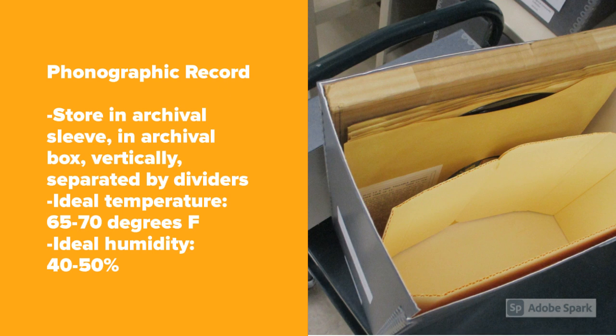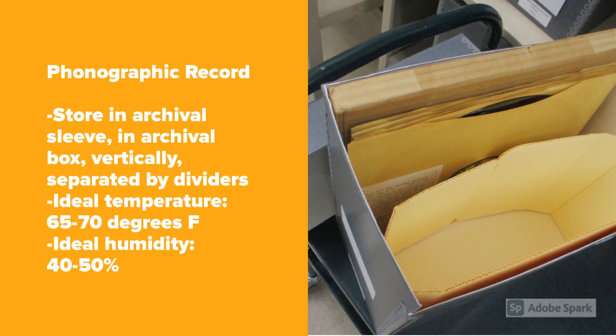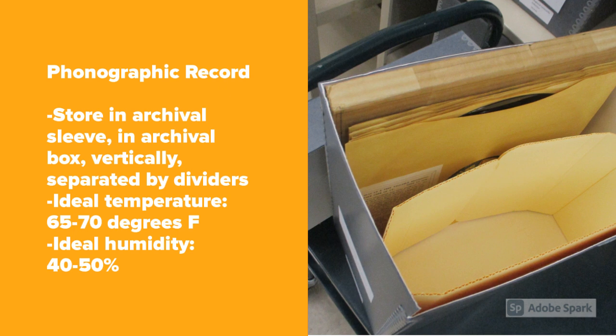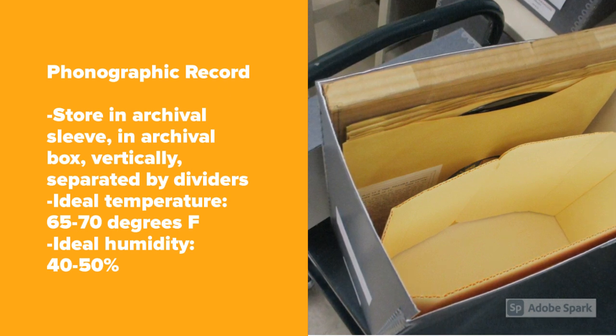Once sleeved, you should store your phonographic records vertically in archival boxes that can fit the largest size of your records, 10 or 12 inches. Separate your phonographic records with dividers every 5 to 10 records to prevent warping. Use dividers in your archival box to help you keep the records standing straight as well. Ideal temperature storage conditions are around 65 to 70 degrees Fahrenheit. Ideal relative humidity is between 40 and 50%.